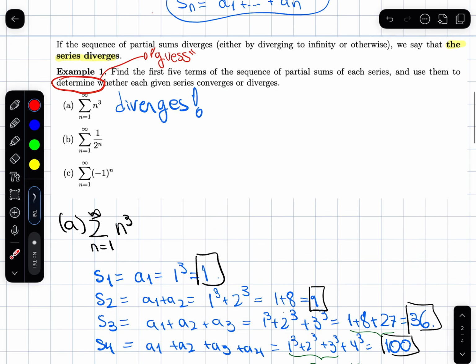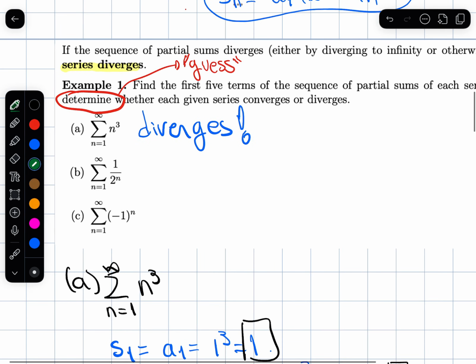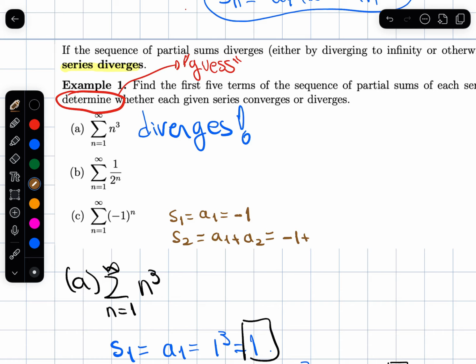Now, the third series I don't need a lot of space for, because that one is very, very simple. Let's see if it fits in here. What's going to happen with this series right here? What's S1? It will be just A1. So it will be n equals 1 plugged in. 1 is odd, so this is -1. S2 will be A1 plus A2. So it will be -1 plus 1 because now 2 is even. And that's going to equal 0.